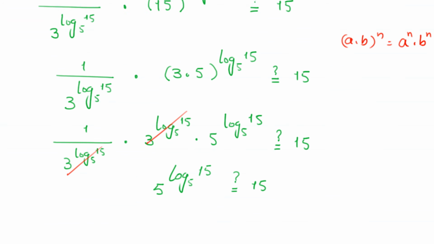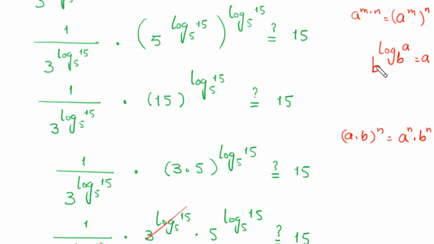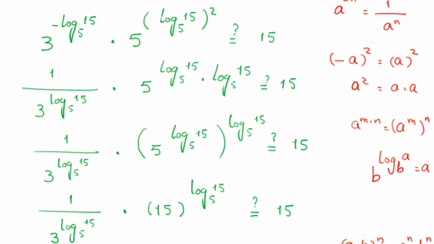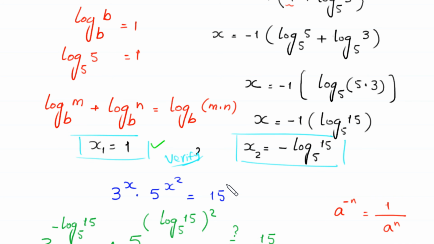Now, by using this log property, b to the power log base b of a is equal to a, this 5 to the power log base 5 of 15 will become 15 is equal to 15. You can see that the left hand side is equal to the right hand side. It means this second value of x, negative log base 5 of 15, is also a valid solution.